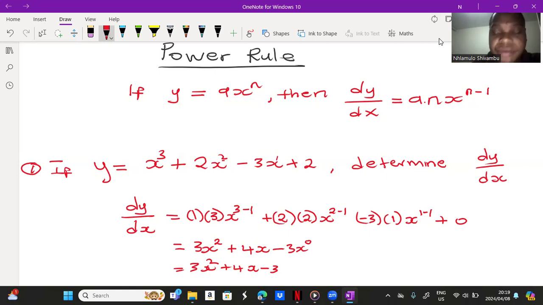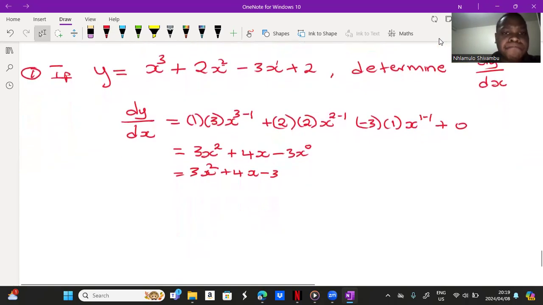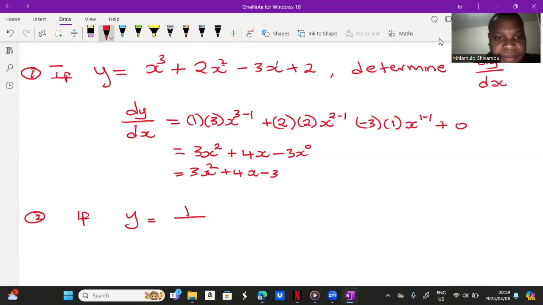So let me also do another example. Say, for example, we are given, if y is equals to 1 over x cubed plus root of x plus a 3. And they say to you, determine dy over dx.